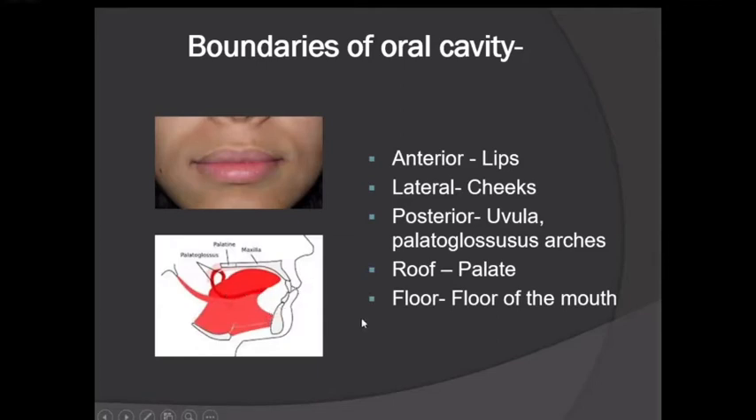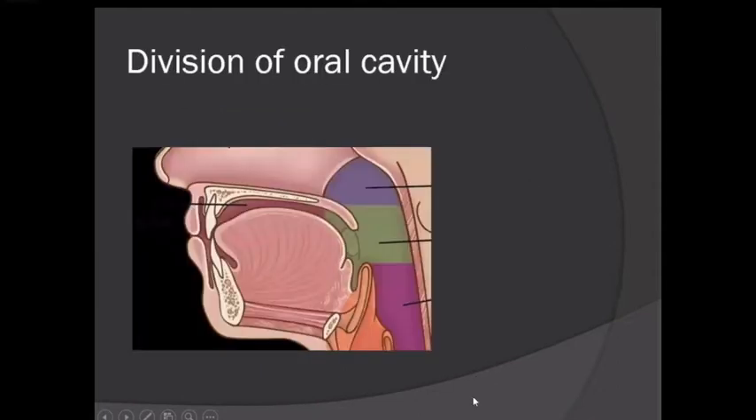I'll discuss that in more detail. Now, before going to the borders in a little more detail, let's discuss the compartments of the oral cavity. From the lips right up to the palatoglossal arch here, that is the boundary between the throat and the mouth.